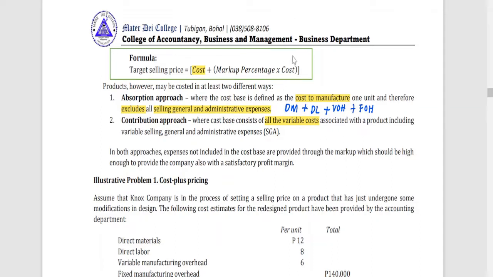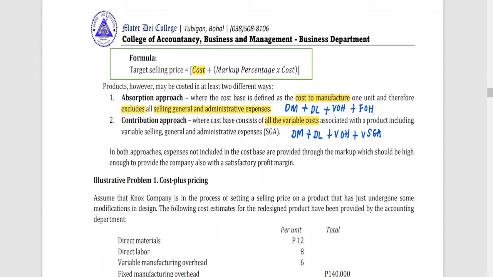Meanwhile, in the contribution approach, what would be included are all variable costs, whether they are manufacturing or selling, general, and administrative. So therefore, it includes direct materials, direct labor, then plus your variable costs such as variable overhead and variable selling and general and administrative expenses. Okay, so that would be the inclusion.